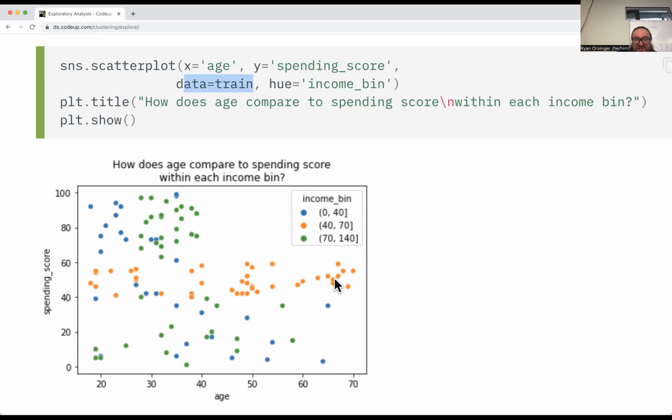And this is really interesting. So we're like, where is the orange? Across all age ranges, orange is kind of medium spending scores. That's really interesting. And I mean, these bins are kind of large, but that just leaps off the screen, doesn't it? Yeah.